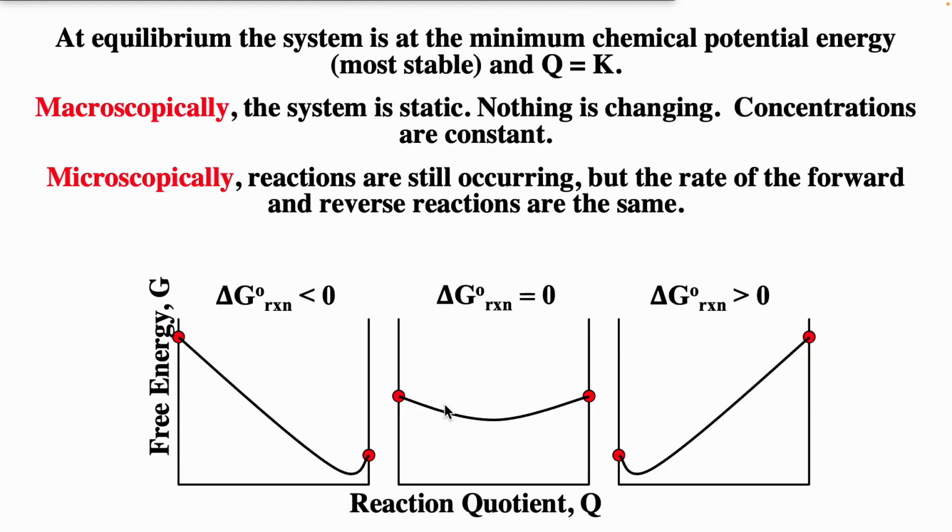And so we can think about equilibrium macroscopically. Once the system reaches equilibrium, it seems like the system is static, nothing's changing, the concentrations are constant. But at the atomic level, the reactions are still occurring. It's just that the rates of the forward and reverse reactions are the same.